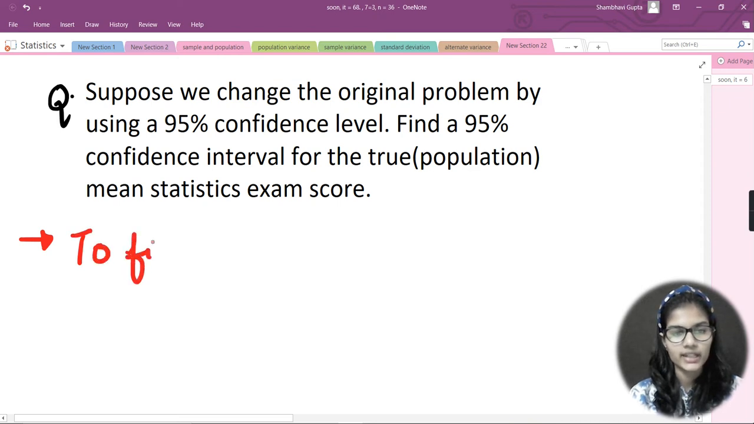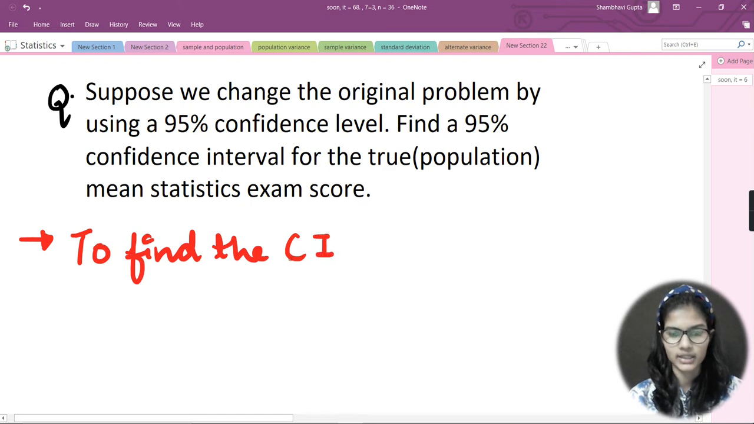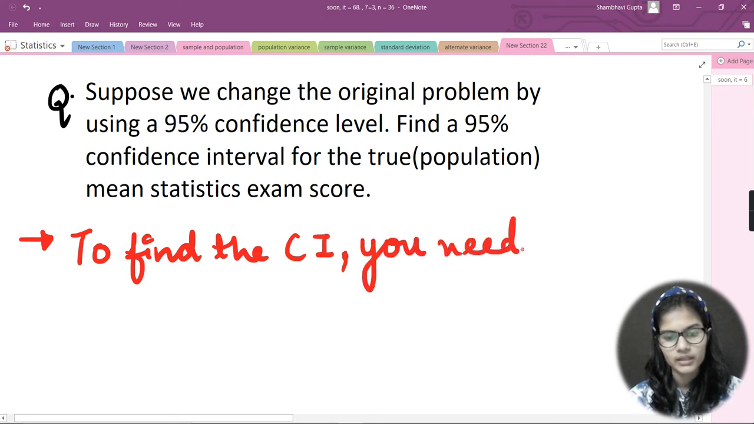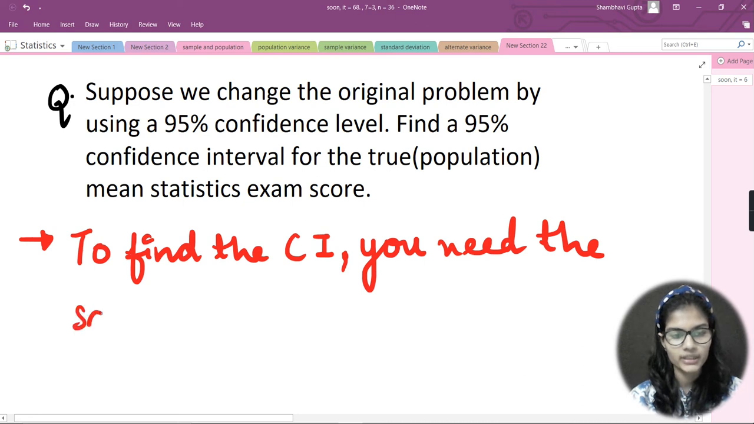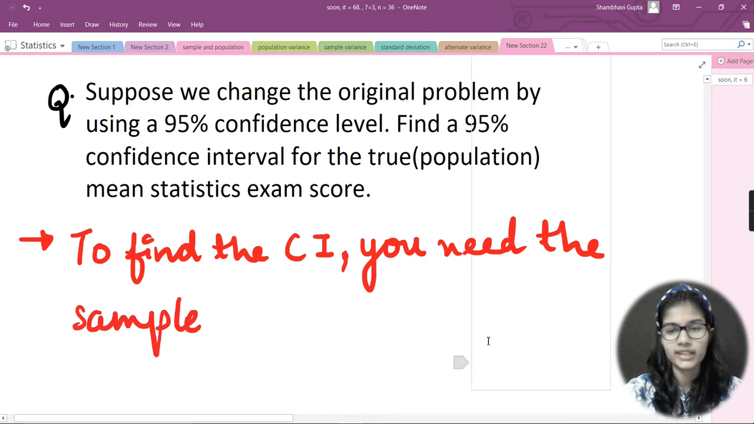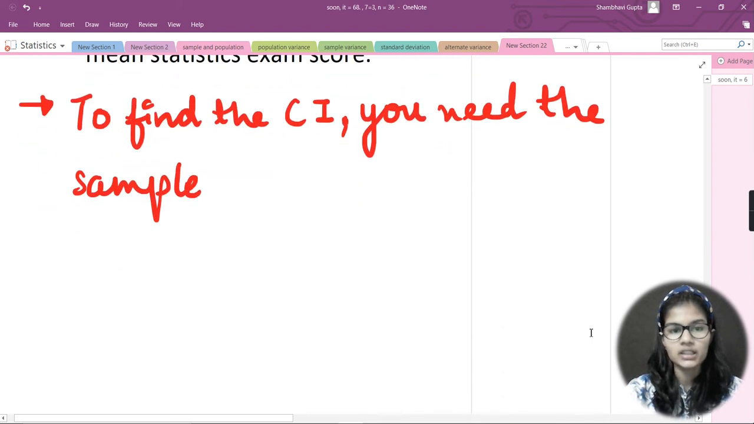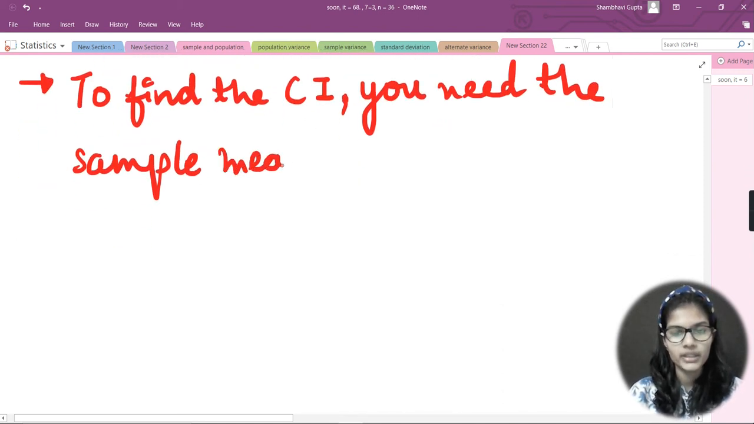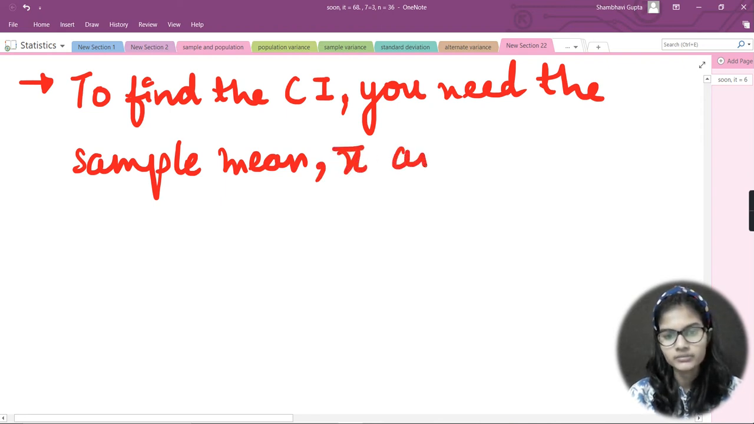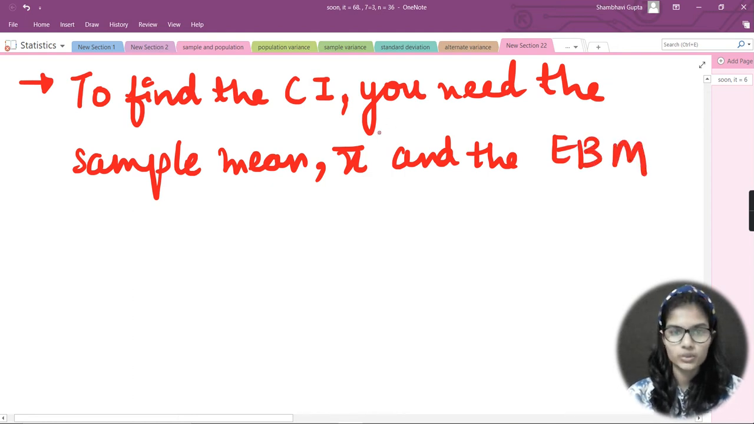So I will start writing here. To find the confidence interval, I will write the short form, CI. To find the CI, you need the sample mean. Firstly, I am writing all the things that we need to find the confidence interval. We need the sample mean, that is x bar, and the error bound mean, the EBM, right? We need only these two things. If we have these two values, we can easily find the confidence interval.